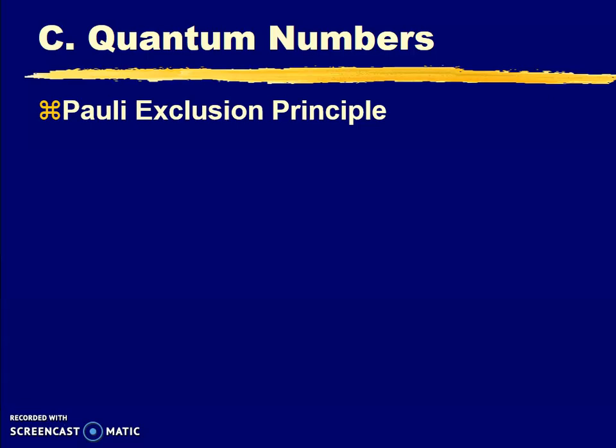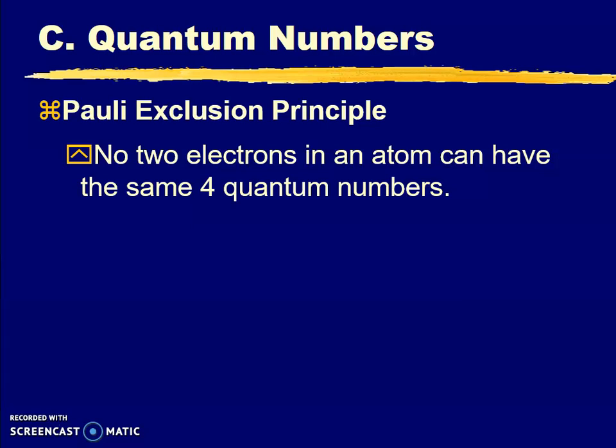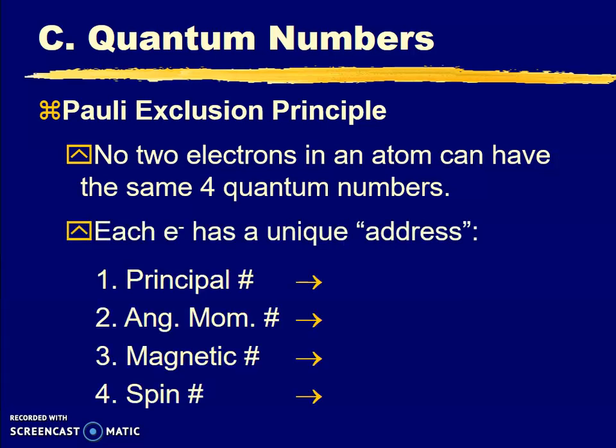We also need to think about the Pauli exclusion principle. This states that no 2 electrons in an atom can have the same 4 quantum numbers. If one is in one location, it excludes all other electrons from being in that location, which means that each electron has a unique address.